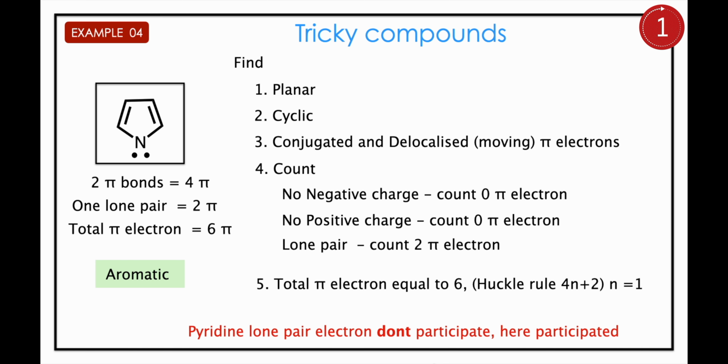So total 6 pi electrons. It comes under 4n plus 2 pi electrons. According to Huckel rule, it is an n equals 1 system. So pyrrole is aromatic. The important thing you have to learn here is that in pyrrole the lone pair participates and helps for aromaticity, but in pyridine the lone pair doesn't participate in aromaticity. So stability is the deciding factor.